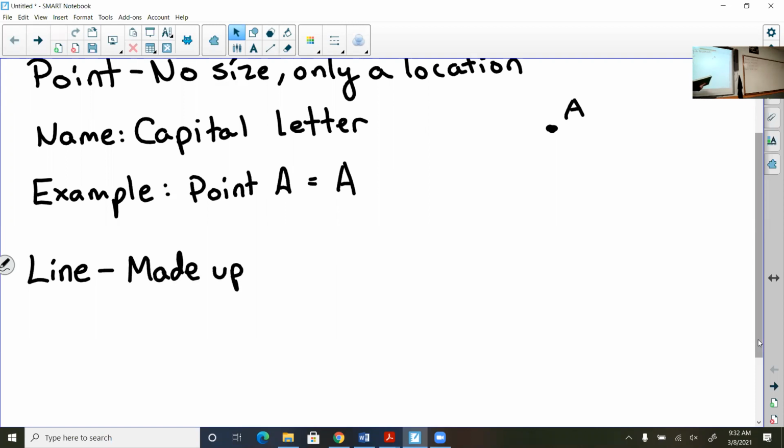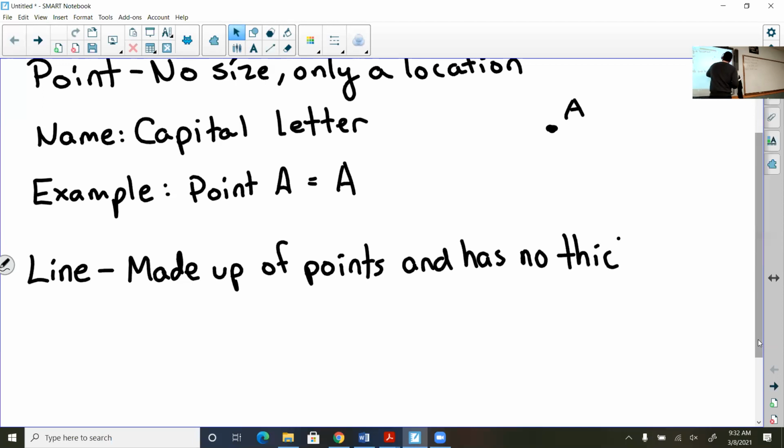And if you don't like that definition, you can always write something else. And so I'm going to go ahead and give my definition after we write this down, which might be a little bit easier, or maybe it's the same thing in your mind. So it's going to be made up of points and has no thickness or width.